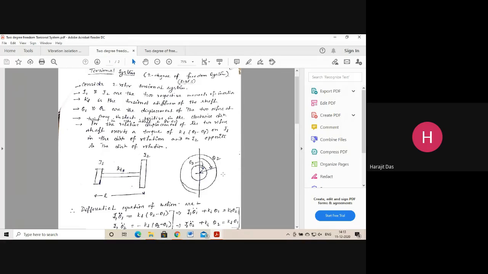For the relative displacement of the two rotors, the shaft exerts a torque. So what will be the value of this torque? It is kt into the displacement, and the displacement will be the relative displacement. So kt into theta2 minus theta1 will be the torque experienced by this shaft.